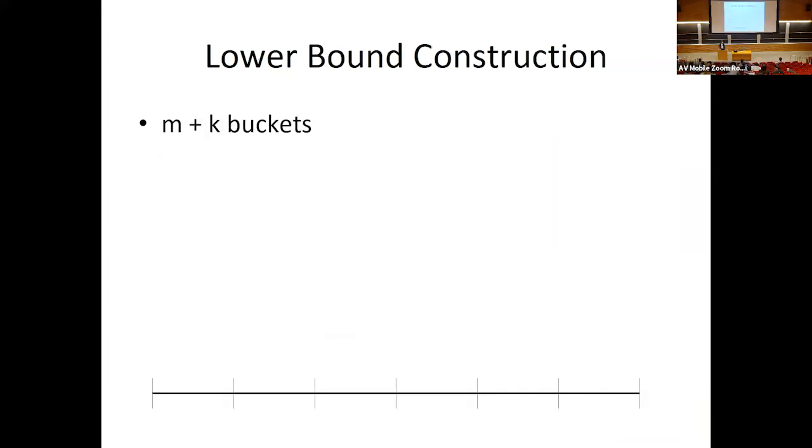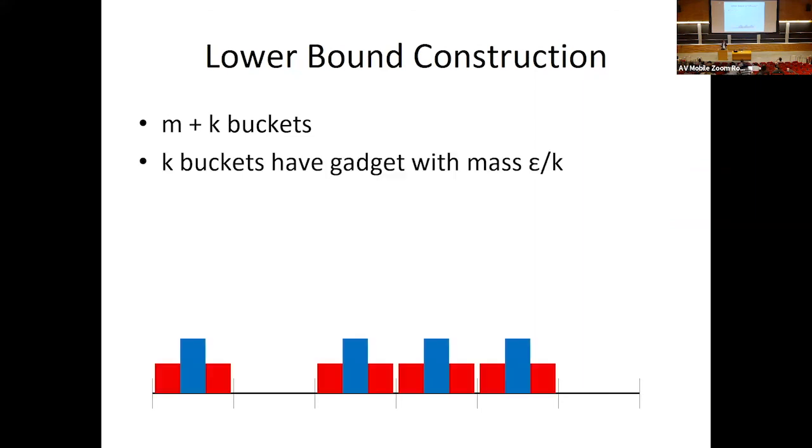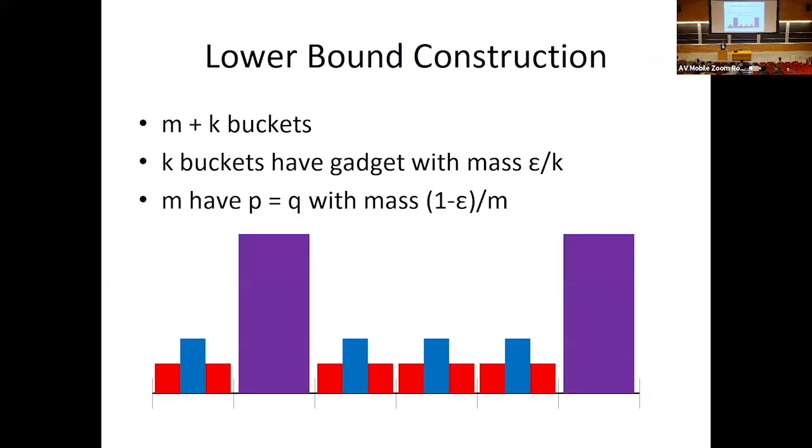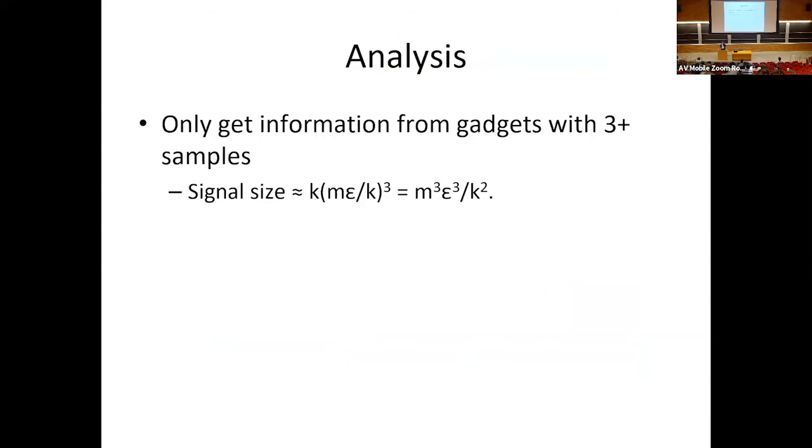And so this gives us our construction. I'm going to split my domain into m times k buckets. K of those buckets, I'm going to fill with a gadget that has mass epsilon over k. And the other m buckets, I'm going to set P equal to Q and give it mass 1 minus epsilon over m. And these are going to add noise, basically. In the yes instance, P is equal to Q. If I use no versions of the gadgets, then P and Q have epsilon difference in AK. But the claim is that these are hard to distinguish.